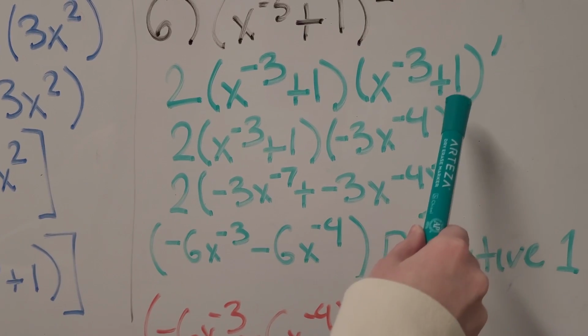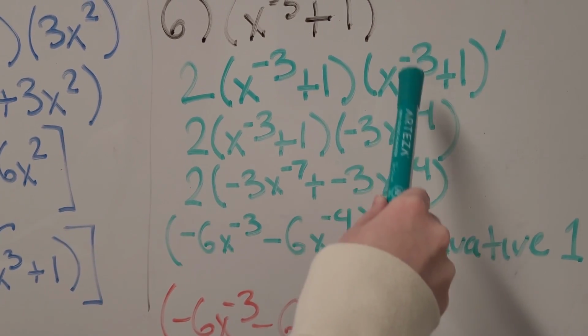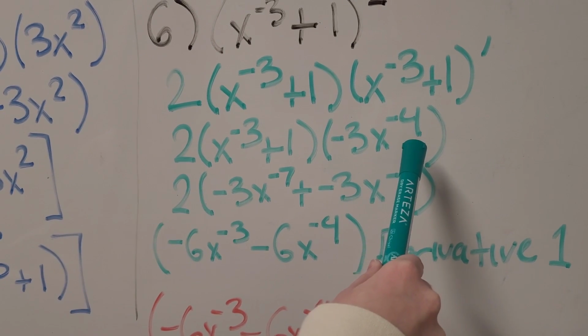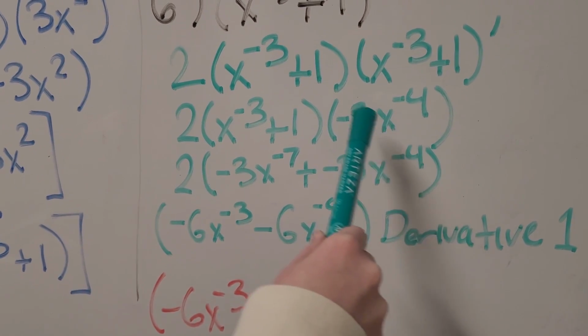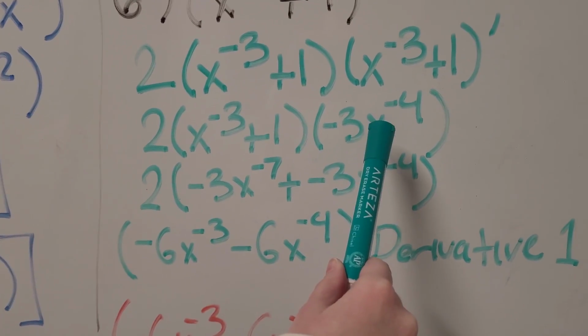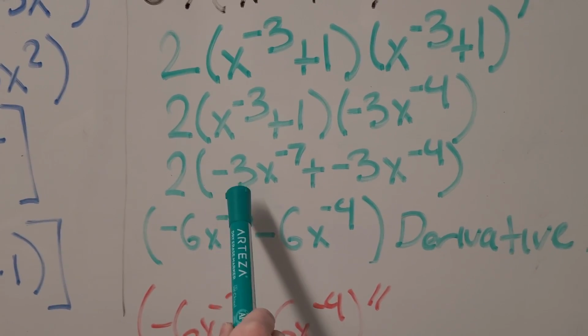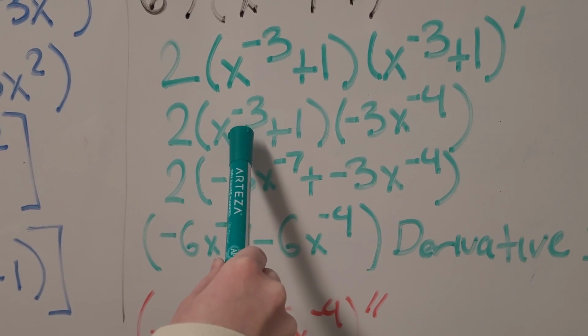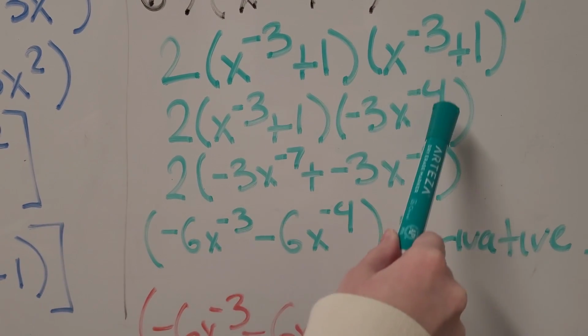So because we have to find the derivative, negative 3 comes to the front, and then negative 3 minus 1 equals negative 4, which you get negative 3x to the negative fourth power, and the rest of the equation does stay the same. Now you want to multiply the 2. So you get negative 3x to the negative 7th, because remember, every time that we're multiplying 2 with exponents, they're added together.